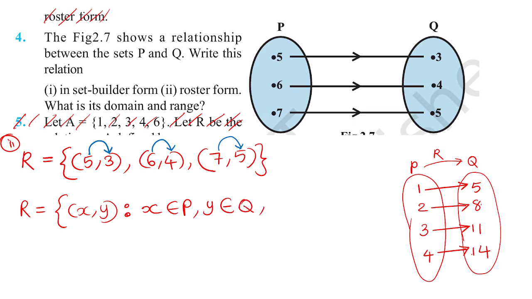The important step is, you can see that Y equal to X minus 2: 5 minus 2 is 3, 6 minus 2 is 4, 7 minus 2 is 5. Y equal to X minus 2. This is the set builder form. All of you clear?